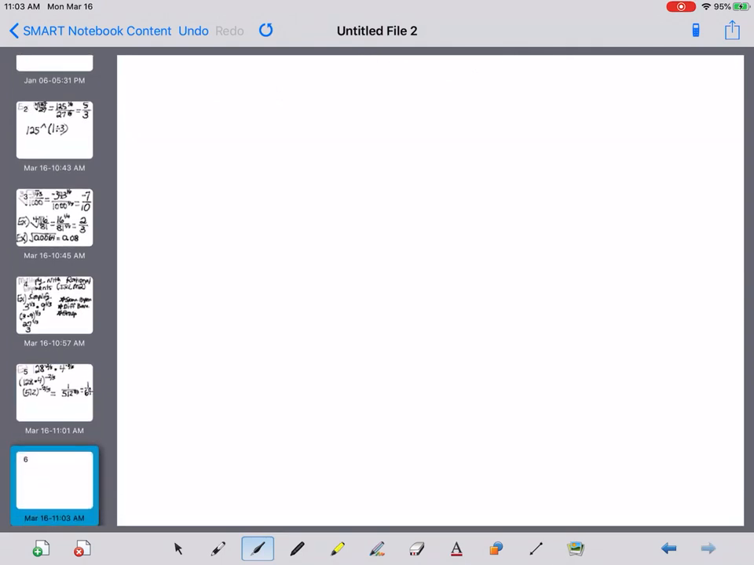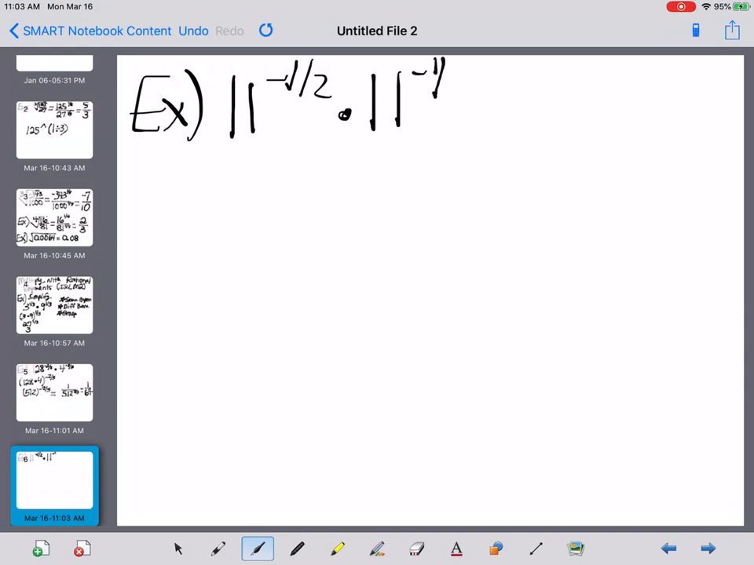Well, let's try another one. So on this one, let's do one with the same base. So let's say that I have 11 to the negative 1/2 times 11 to the negative 1/2. Okay, so on this one, we have the same base.